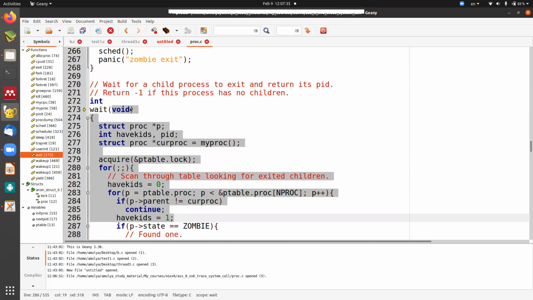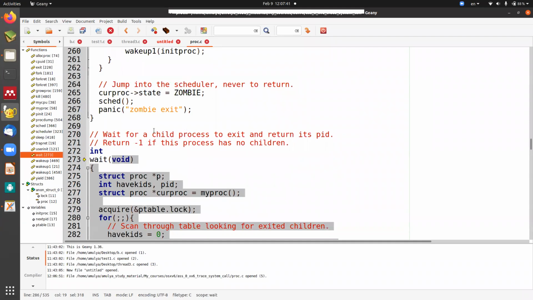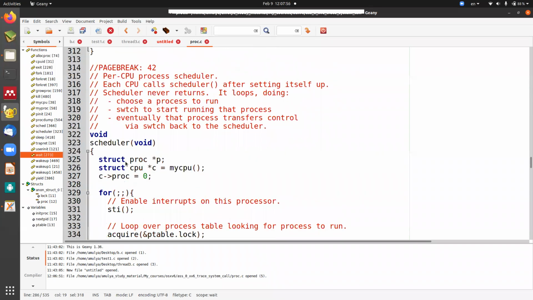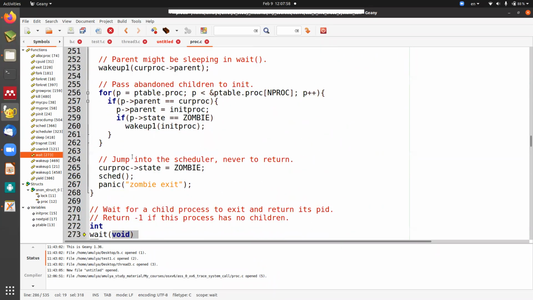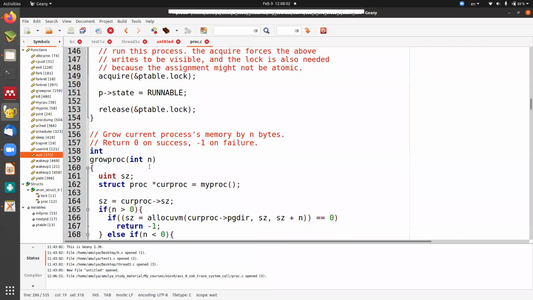Yes, but sir, this wait is not taking any parameter because it is a normal wait. But in our class, we have studied that wait takes an integer pointer type. Yes or no? If you remember correctly, the status. Yes, sir. And from here you can identify one of the system calls which is taking a parameter. Then you can accordingly do it.